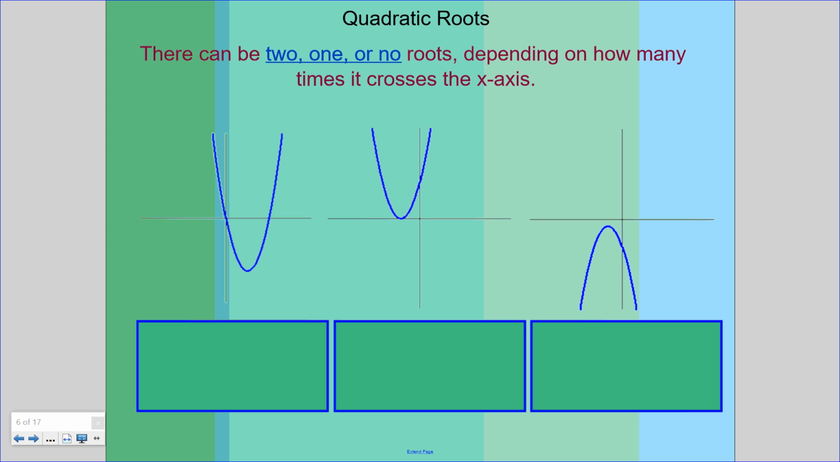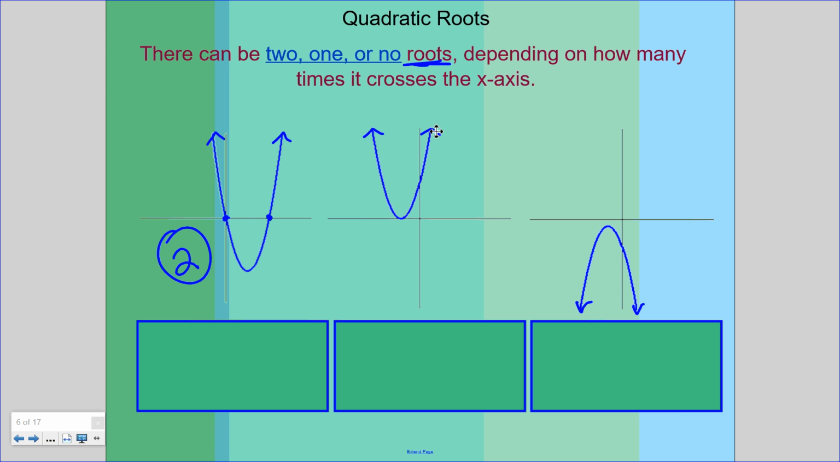So a quadratic can have 2, 1, or no roots, depending on how many times it crosses the x-axis. So in this first quadratic, and I hate that these don't have arrows because they do continue on, but my graphing tool doesn't put arrows on. Anyways, here we have a graphed parabola. And remember, our roots are where it crosses the x-axis. So you can see this parabola crossing the x-axis 2 times. So this is an example of a quadratic with 2 roots.